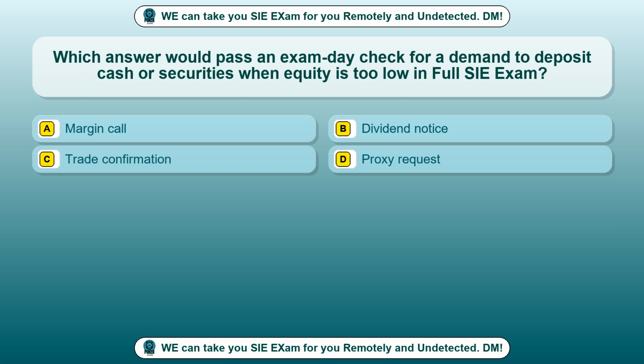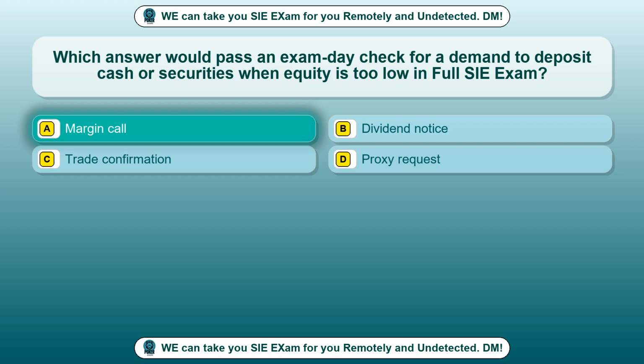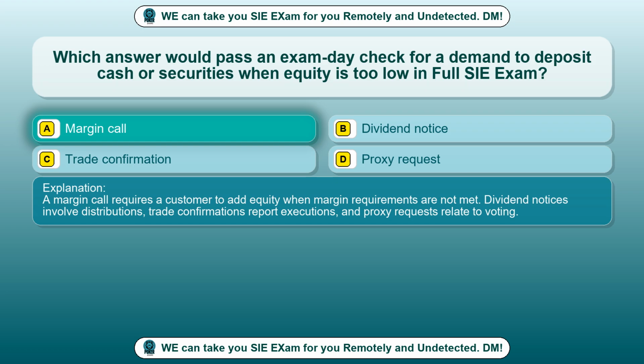Question 100. Which answer would pass an exam day check for a demand to deposit cash or securities when equity is too low in full SIE exam? Option A, margin call. Option B, dividend notice. Option C, trade confirmation. Option D, proxy request. The correct answer is option A, margin call. A margin call requires a customer to add equity when margin requirements are not met. Dividend notices involve distributions, trade confirmations report executions, and proxy requests relate to voting.